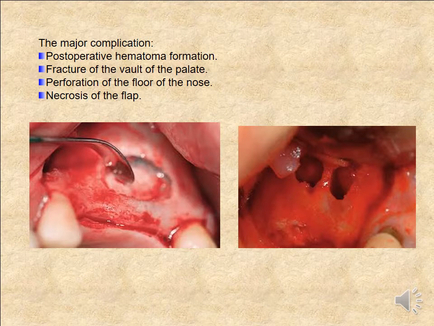The second one is fracture of the vault of the palate. If you use a hammer and chisel, be careful not to fracture the hard palate, which can lead to an oral nasal fistula, a perforation of the floor of the nose. Another complication is necrosis of the flap, if the incision in the flap is not strongly attached to the bony support, or if there is excessive force when suturing.